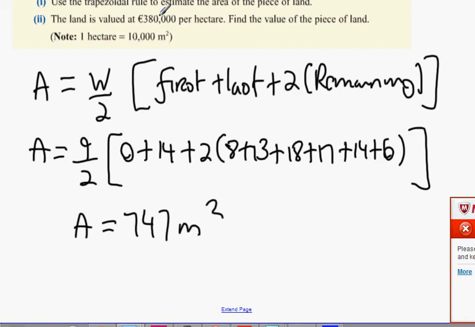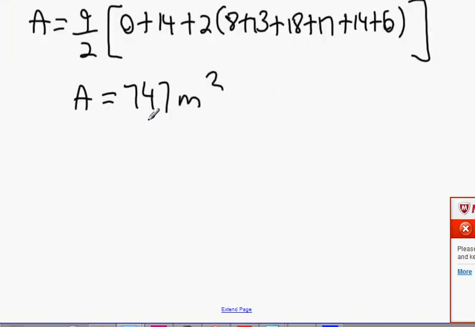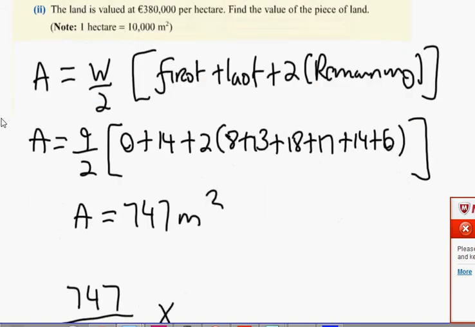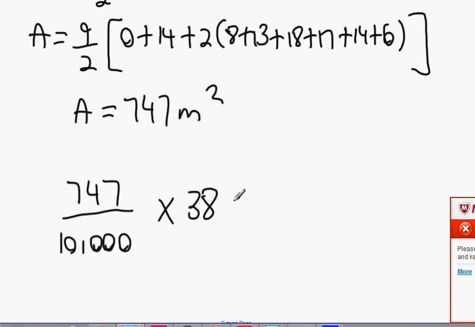The land is valued at €380,000 per hectare. Find the value of this piece of land, knowing that 1 hectare is 10,000 meters squared. If I want to convert this into hectares, I need to get my 747 and divide it by 10,000 to figure out what fraction of a hectare it is. Then I multiply that answer by 380,000 to get the valuation. So if I put all that into the calculator, what would I get?